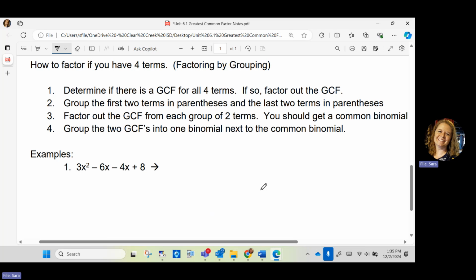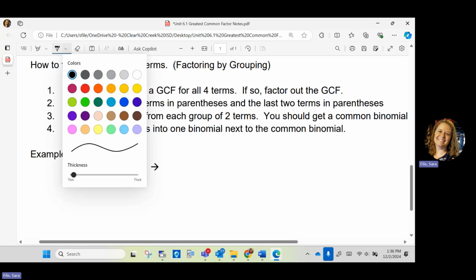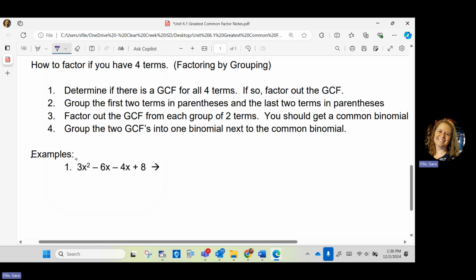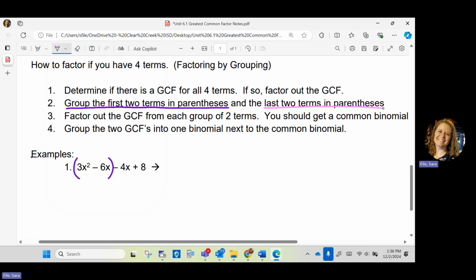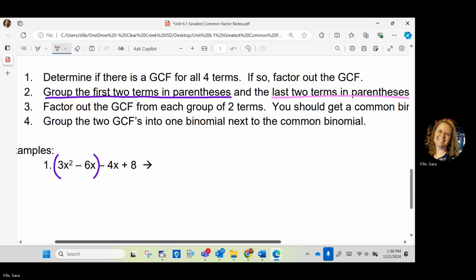So I'm going to follow these steps up here that say we are going to create 2 groups. Okay, we're going to group the first 2 terms together in parentheses. And I like to color code mine. So I'm going to use purple around the first 2. Okay, so I'm grouping the first 2 terms in parentheses. And then let's do, we'll do this pink, the last 2 terms together. So I'll group those together.